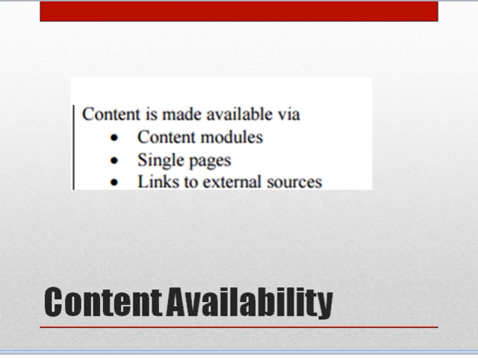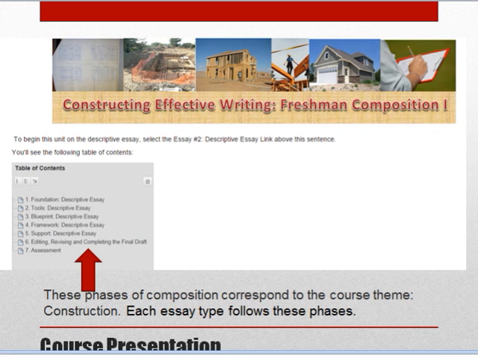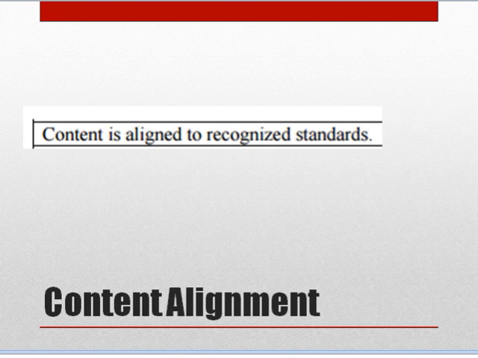Content is available through content modules, single pages, and links to external sources. Content units and modules are noted with essay numbers. Content modules open with an overview of the unit in each phase of the writing assignment. This ties with the theme of construction. Content is aligned to recognized standards.